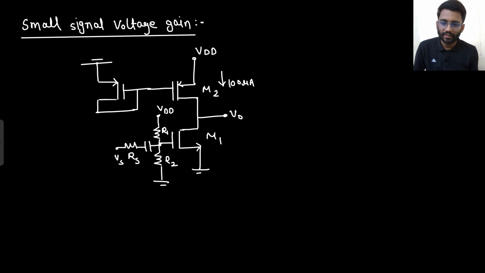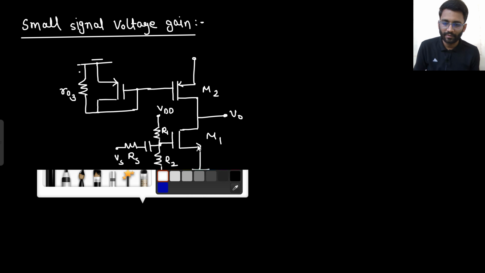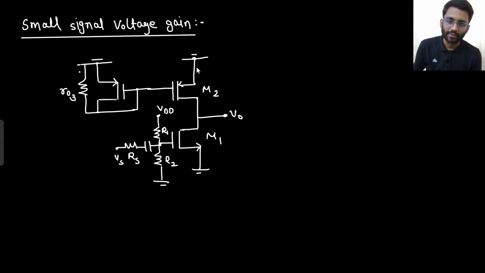This is M3. So from source to drain, you are having an r0 resistance. This is M3, so it will be having an r03 resistance. Say yes or no. r03 resistance, right? Forget about this 100 microampere. This VDD will also be shorted. This will also be shorted. This is having an r02 resistance.